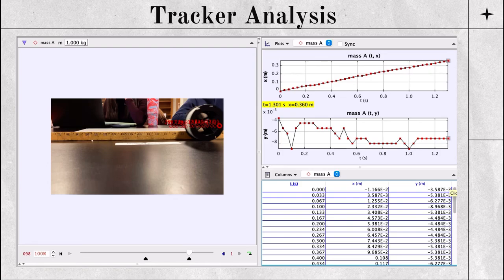So for the Tracker analysis, the video shows that because of the slope of the line, the ball's moving to the right because it's a positive slope, and from the graph it seems mostly linear because the line in the graph is linear, which means that we can assume that the velocity is constant.